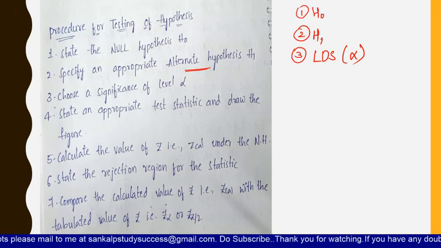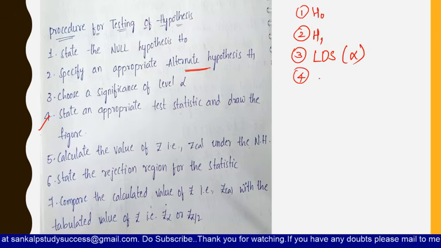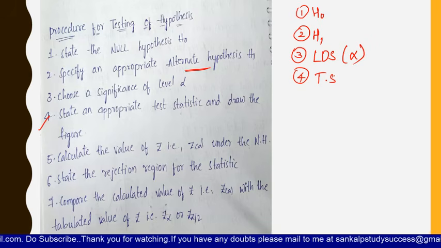So now coming to the fourth one, here we are going to state an appropriate test statistic and draw the figure. Along with the figure, you are going to calculate the test statistic, according to the question. There are 4 types of questions in this chapter. So let us see one by one. In the 4 types of problems, we are going to have 4 different types of test statistics. So we need to state an appropriate test statistic. That's the reason we say appropriate here.